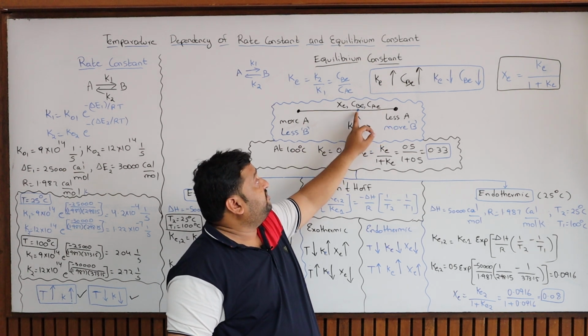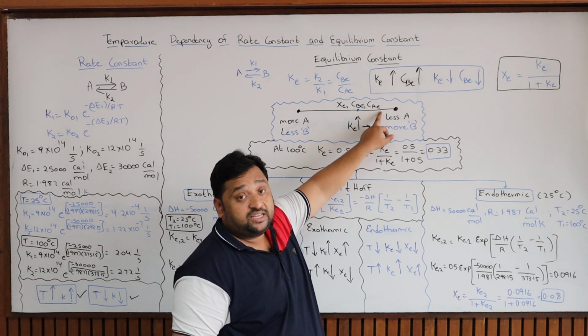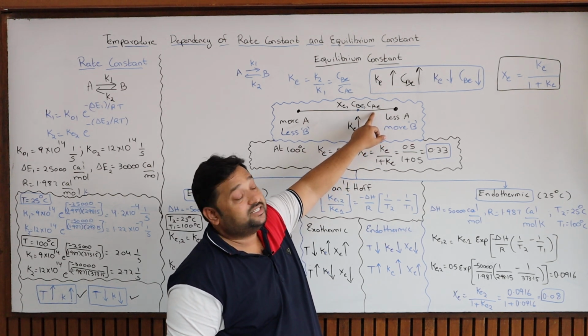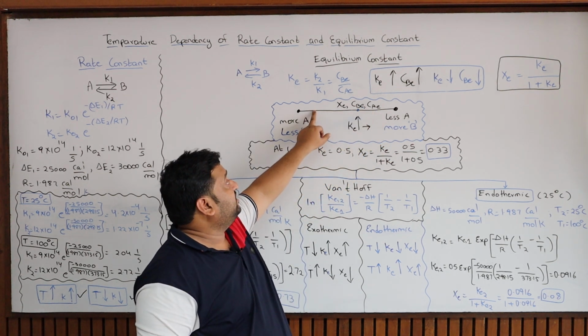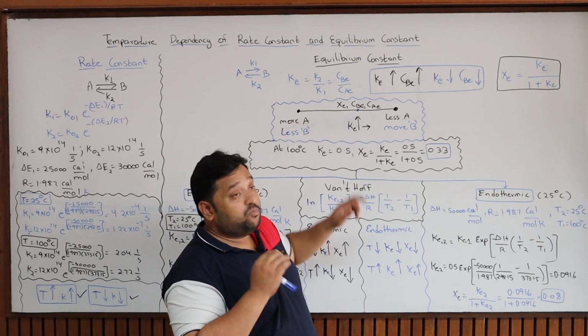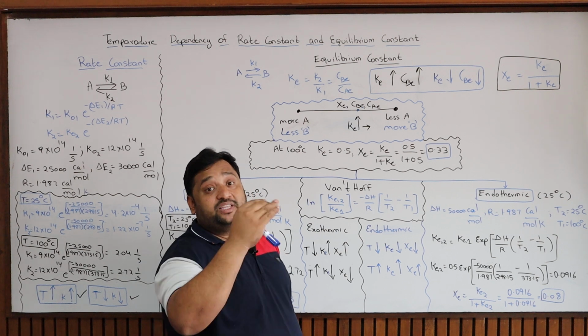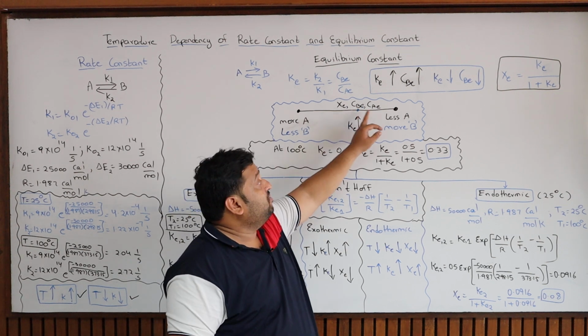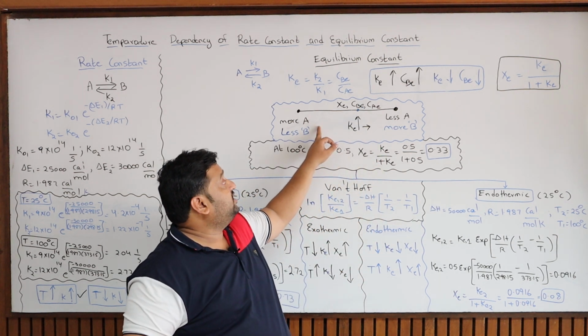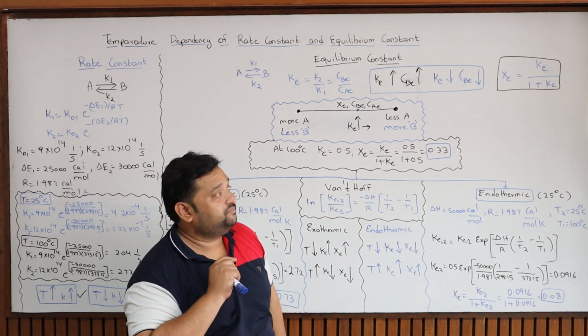The more the equilibrium constant, the more the point will shift towards this side. If the point is shifting towards this side, it means more product and less reactant. If the point is here, that means more reactant, less product. That means the more the equilibrium constant, the more the product formation; the less the equilibrium constant, the less the product formation, okay.